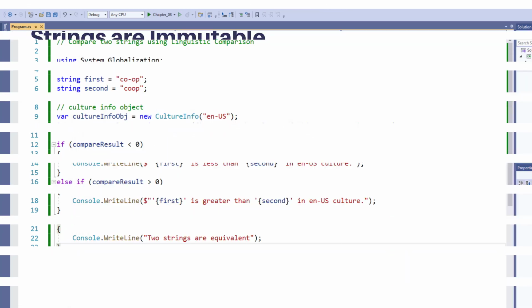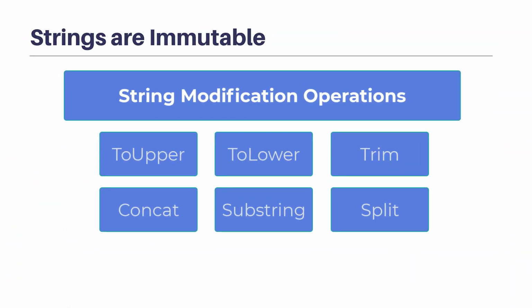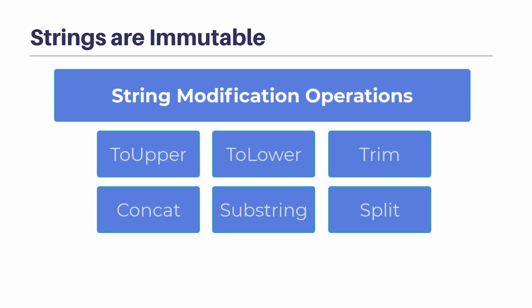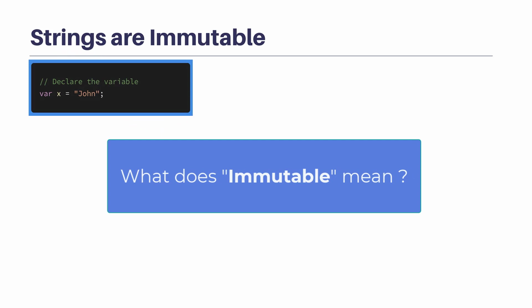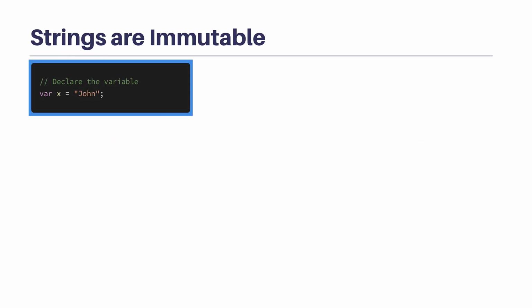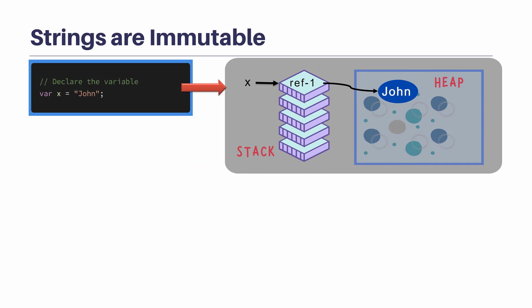Okay, let's move on. As we have seen, there are various operations that can be performed on string variables. All these operations have been coded in such a way that they can produce results efficiently. But we need to understand one thing. Strings are immutable. Now the word immutable is new. What does this mean? Let's say we declare a string variable and initialize it with some value, let's say John. This will create an object on the heap which contains this value John.